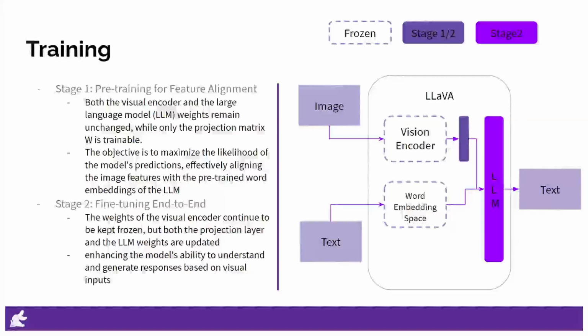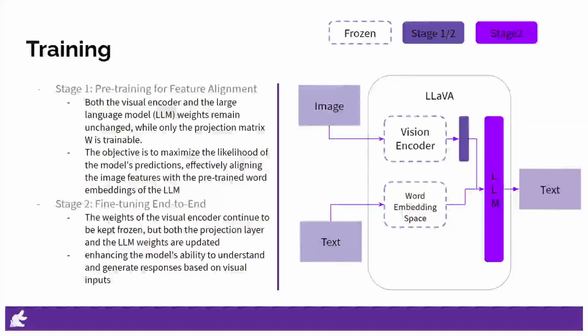During this phase, both the visual encoder and the large language model, LLM, weights remain unchanged, while only the projection matrix W is trainable. The objective is to maximize the likelihood of the model's predictions, effectively aligning the image features with the pre-trained word embeddings of the LLM. This stage can be viewed as training a visual tokenizer that is compatible with the frozen LLM.